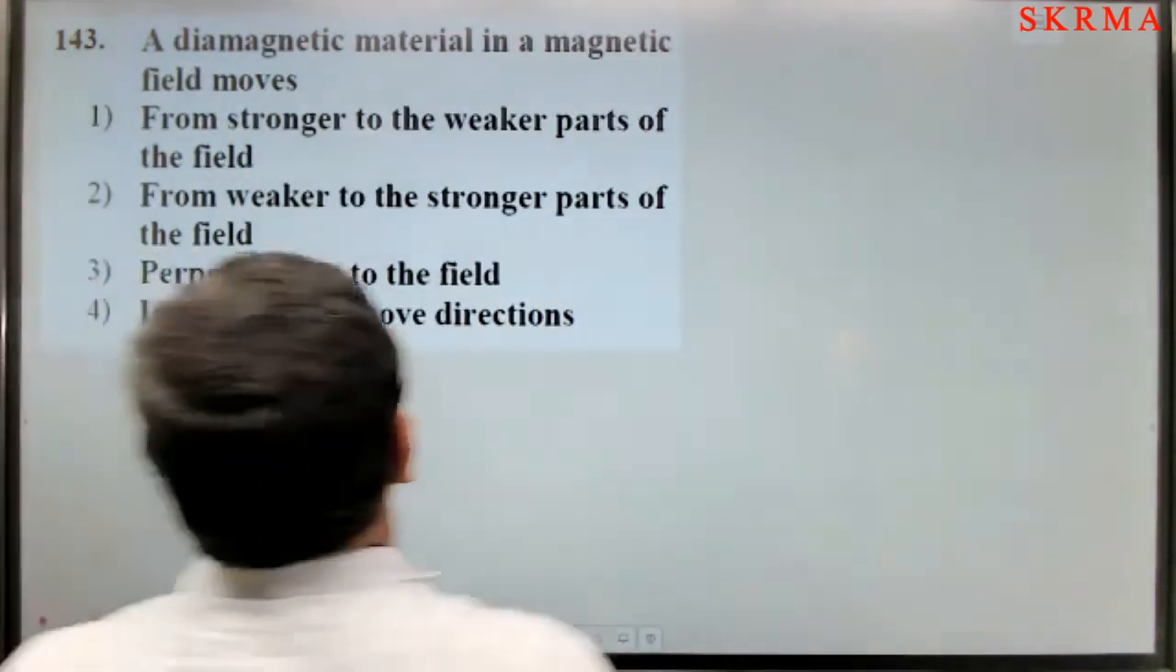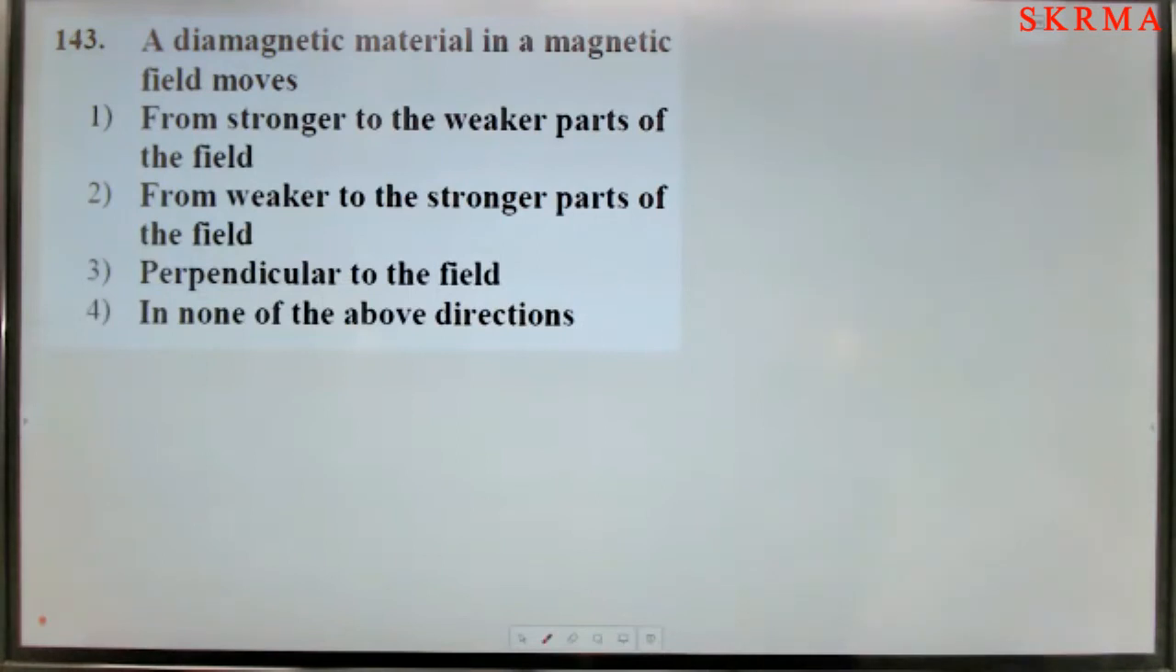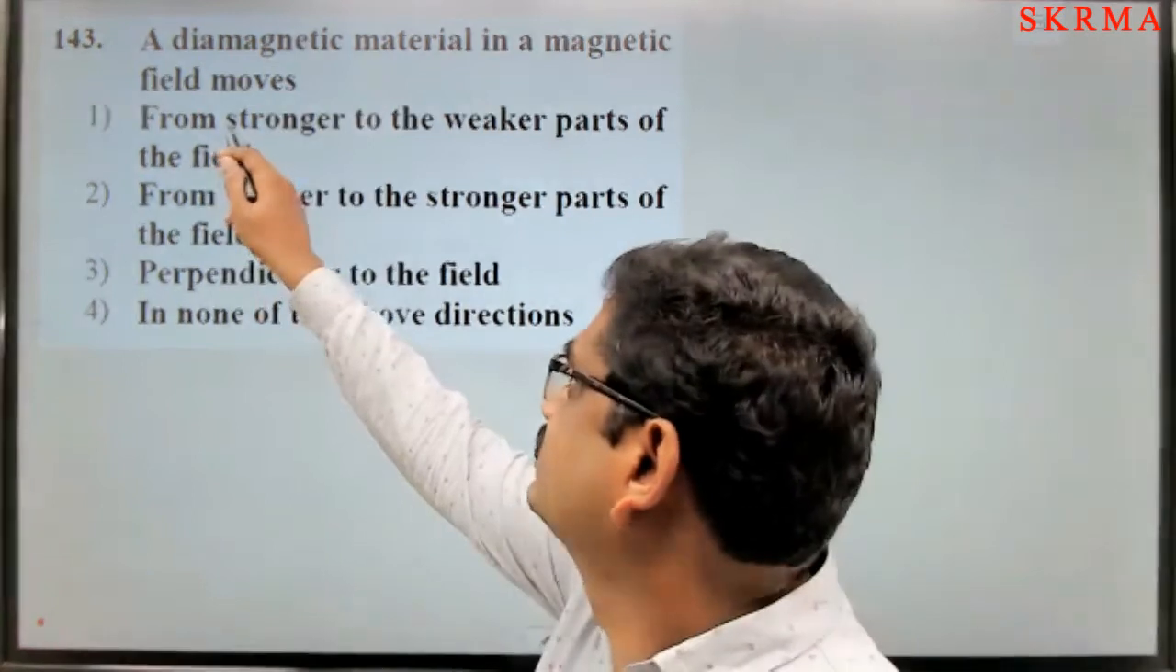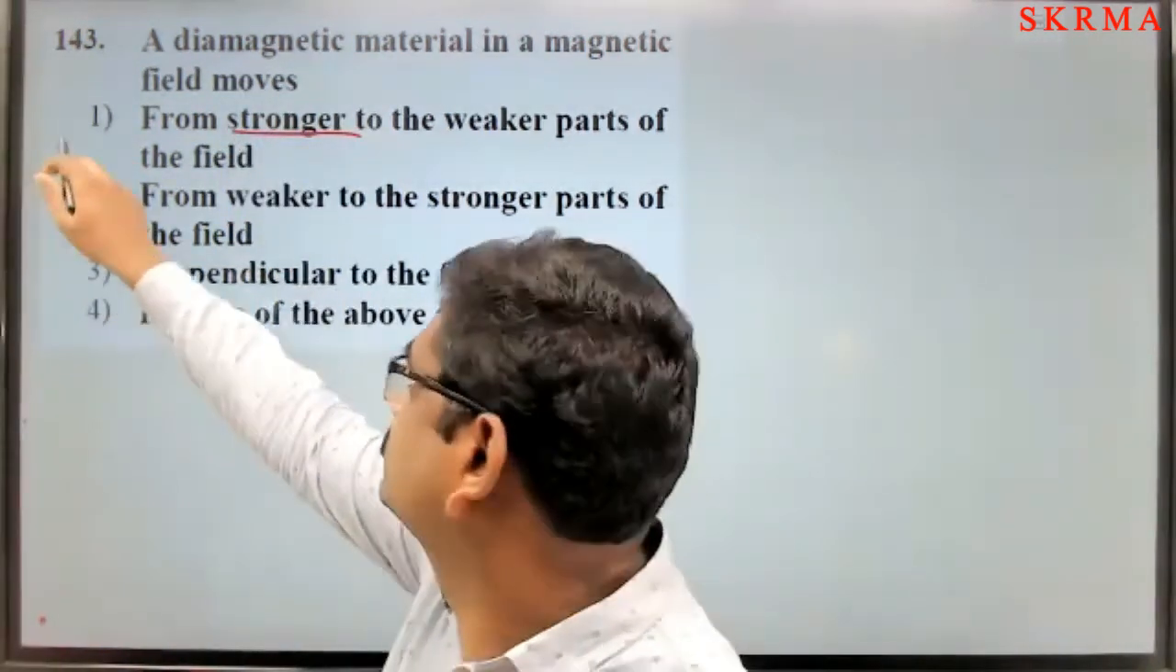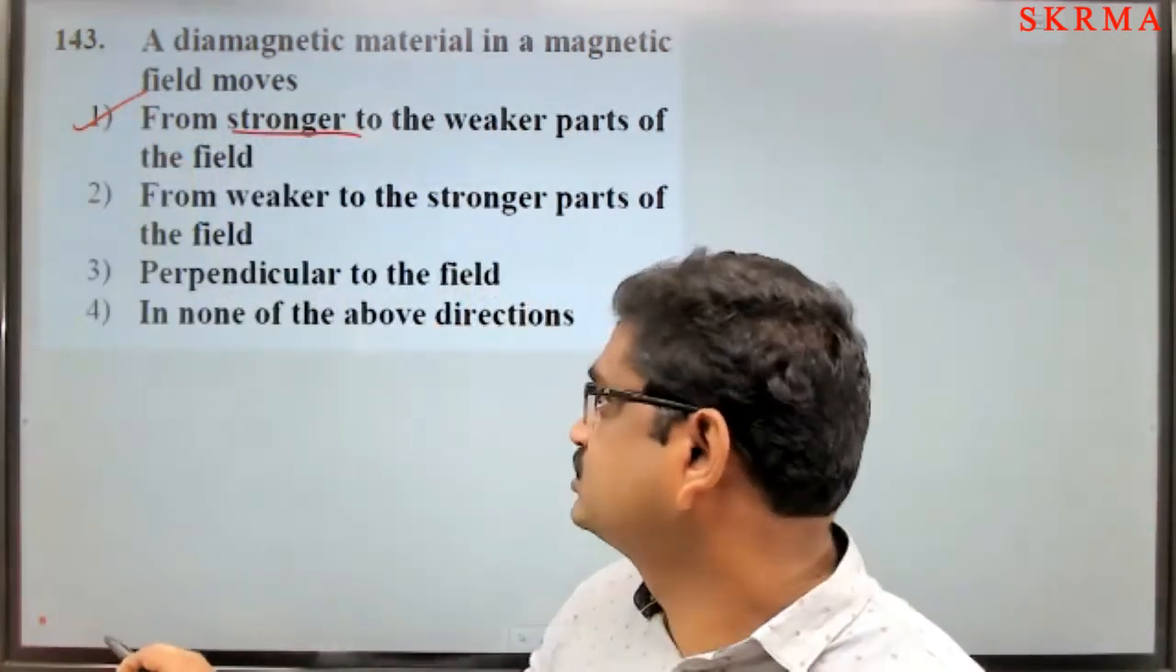Next, a diamagnetic material in a magnetic field moves from strong field to weak field. So the first option is the correct one. Strong to weak.